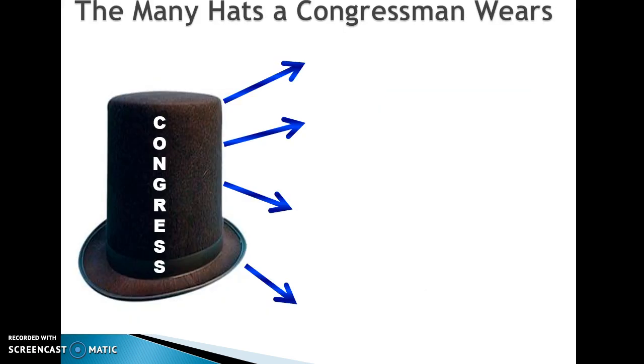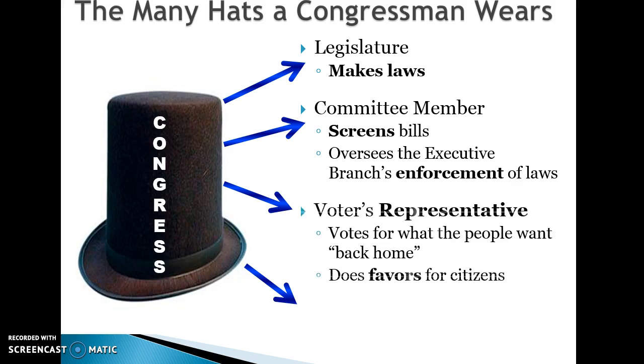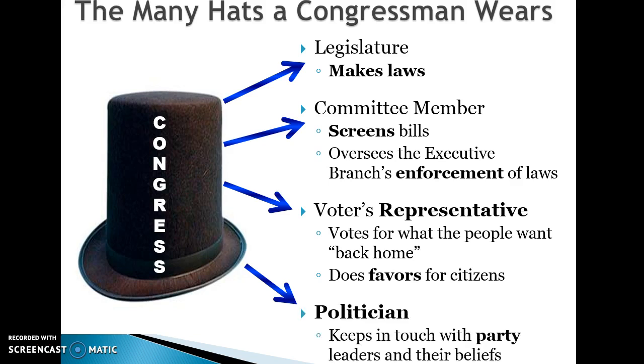So congressmen have to wear many hats. It means they have a bunch of different jobs. One, they're in the legislature that makes laws. Two, they're members of different committees where they screen bills or oversee the executive branch's enforcement of laws. They have a check on the enforcement of laws on the executive branch. They also have to represent voters back home and do things that citizens want them to do, represent them in a correct way. And then finally, they have to be a politician. They have to keep in touch with their party leaders and what their leaders say the platform is.